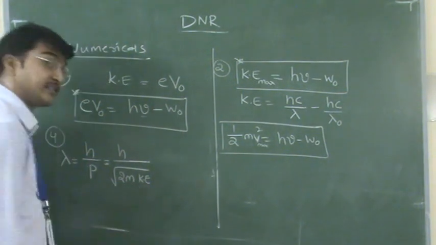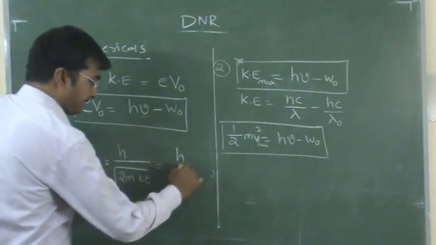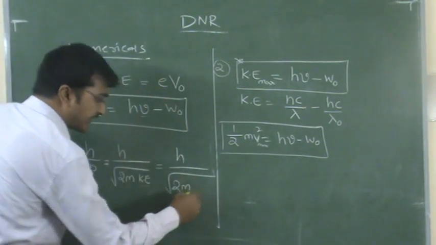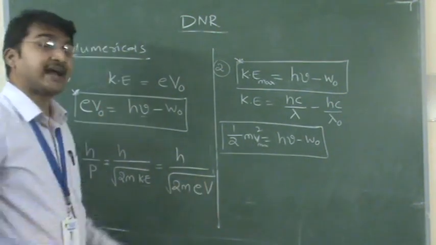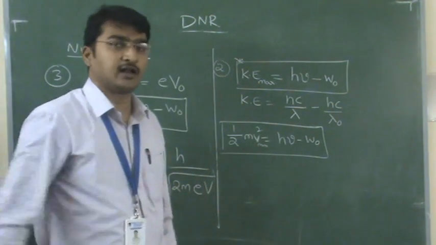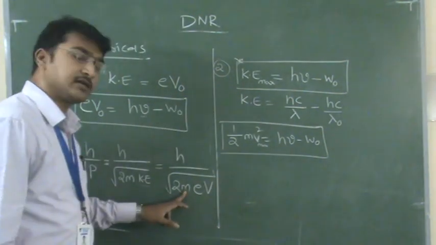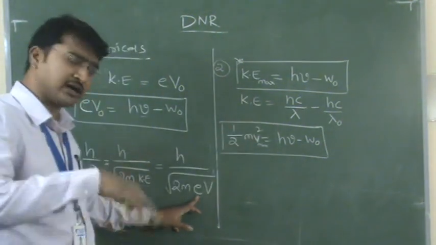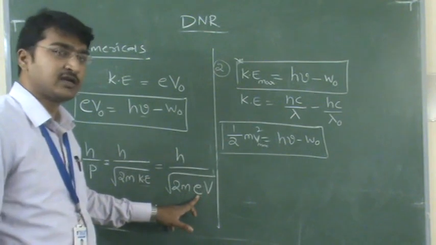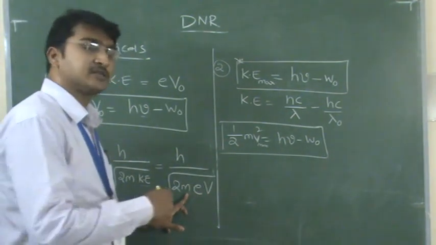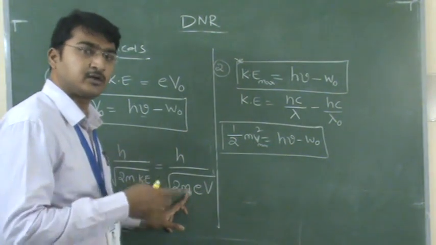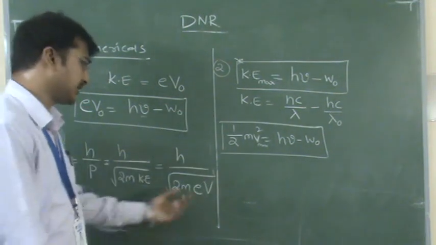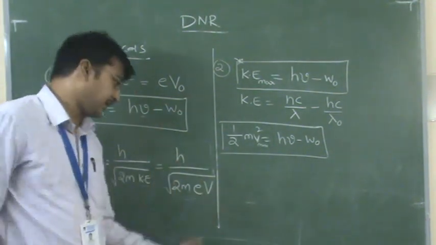Again, this kinetic energy is replaced with what? eV. Because kinetic energy equals e into V. V is the accelerating potential for that electron or particle. m is the mass of that particle, e is the charge of the electron or particle. If it is a proton, proton and electron both have the same charge, 1.6 into 10 to the power minus 19. And m is the mass: if it is an electron, 9.1 into 10 to the power minus 31; if it is a proton, 1.67 into 10 to the power minus 27. That you can take. Okay, so V is the accelerating potential.